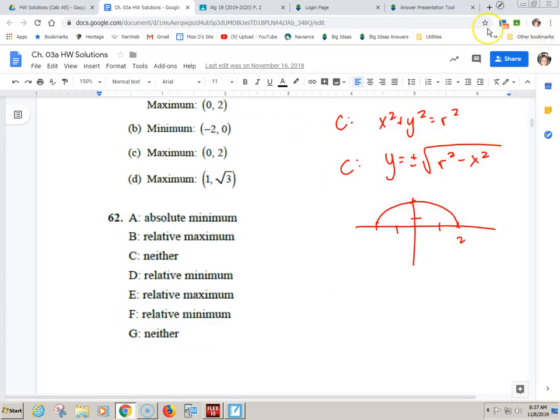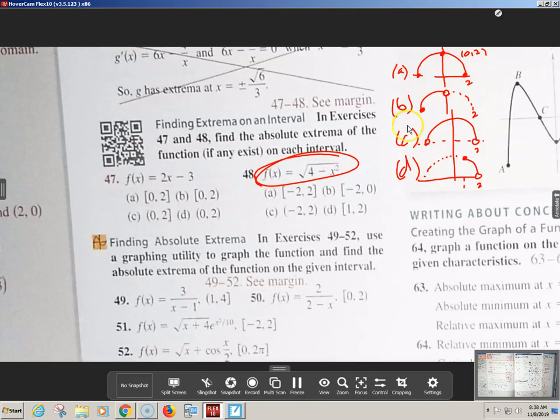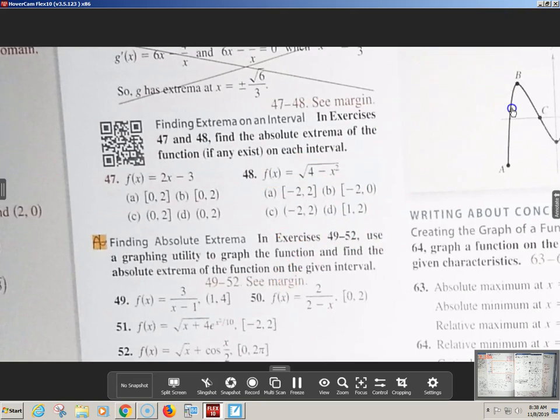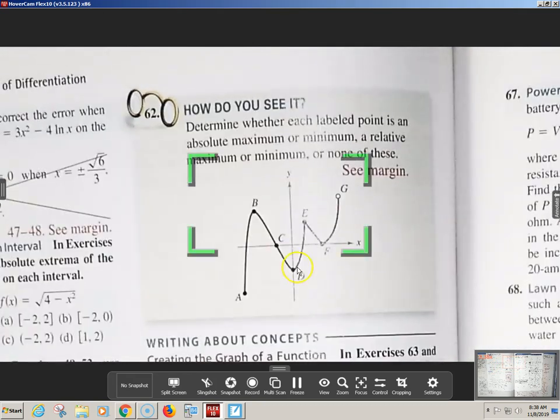And then that takes us down to number 62. And number 62 is another concept-y one, right? How do you see it? Love that one. Did that remind you at all of the one we did in class with the graph and the sharp points and the curves? Yeah. It should have reminded you. Except this time they put a hole. Just one hole? Yeah, just one hole.